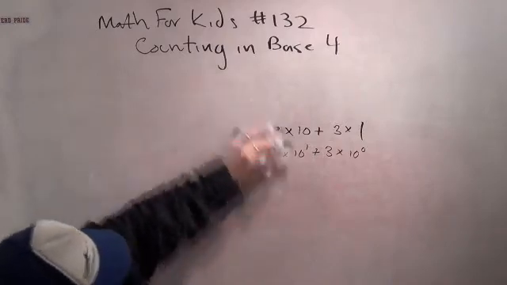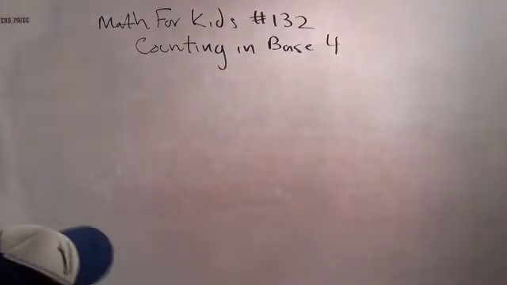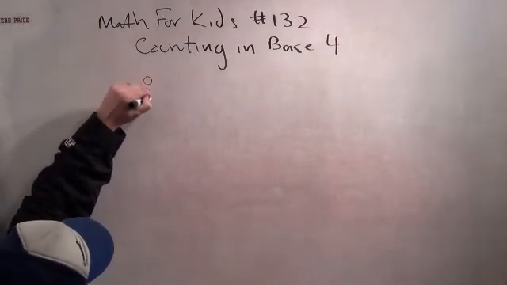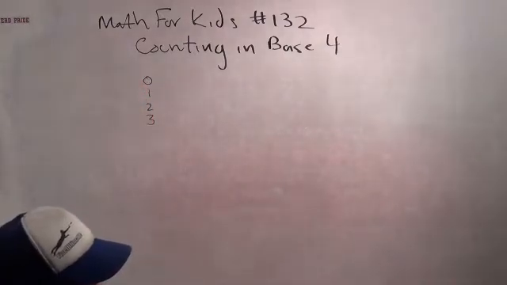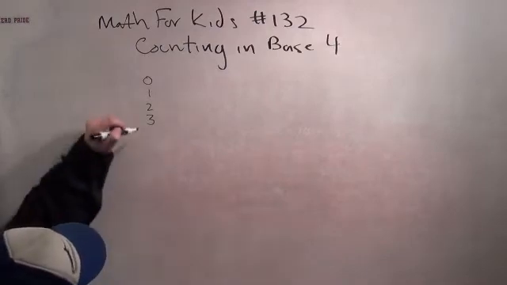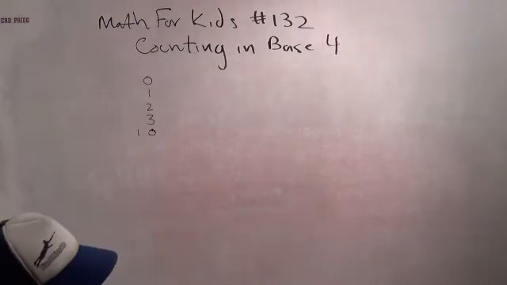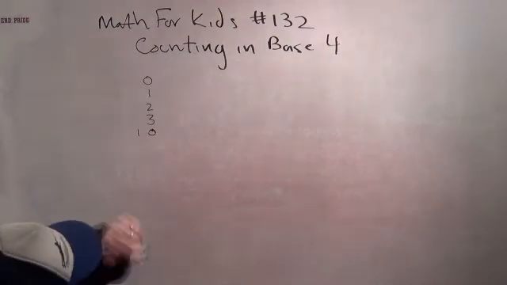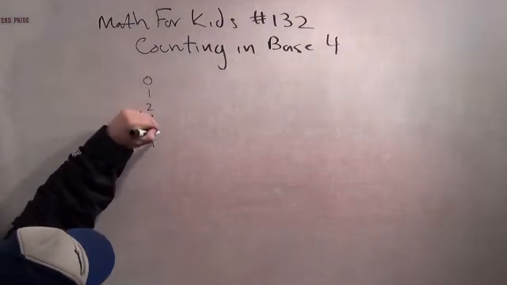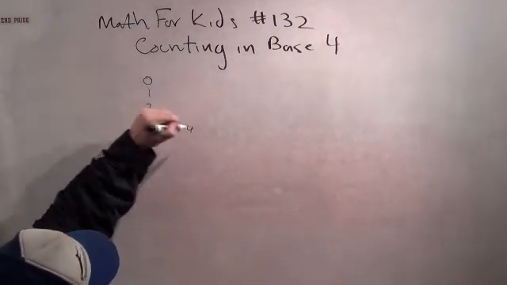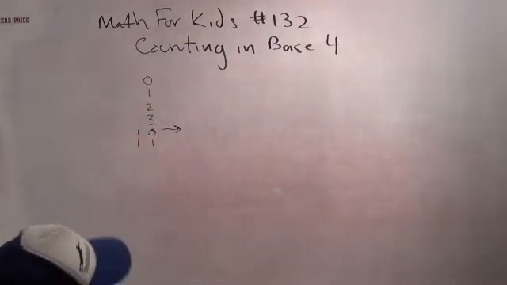Okay? So in base 4, we go 0, 1, 2, 3. Now we'd like to write 4, but we don't have a 4. 4 is 1, 0, because it's 1 times 4 plus 0. What's the next number? 5 is 1, 1. And I should write this out, but I should write it out right.